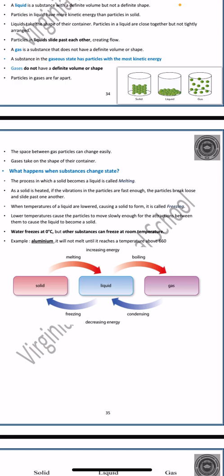Then we will take 4 processes: melting, boiling, freezing, and condensation. First, melting is when you melt a solid. So from a solid to a liquid, when a solid cube of ice changes into a liquid, it will melt. So melting is changing from a solid to a liquid. And in this process, we increase the heat. We will have heat energy to make this solid melt into liquid.